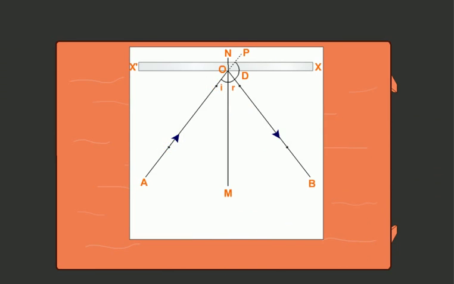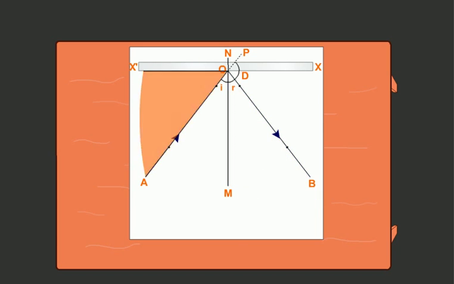In the figure, AO is the incident ray, OB is the reflected ray, and MN is the normal, drawn at the point of incidence O. The angle between the incident ray and the normal is called the angle of incidence. That is, angle AOM is equal to angle I. The angle between the reflected ray and the normal is called the angle of reflection. That is, angle BOM is equal to angle R.